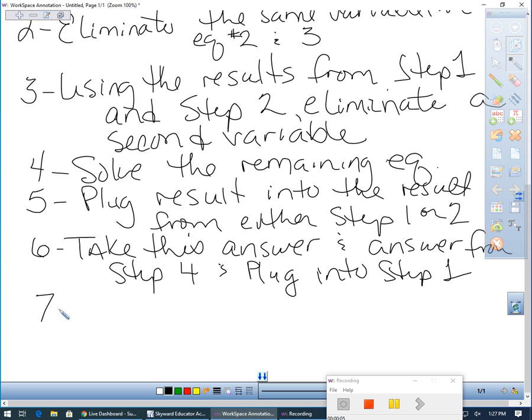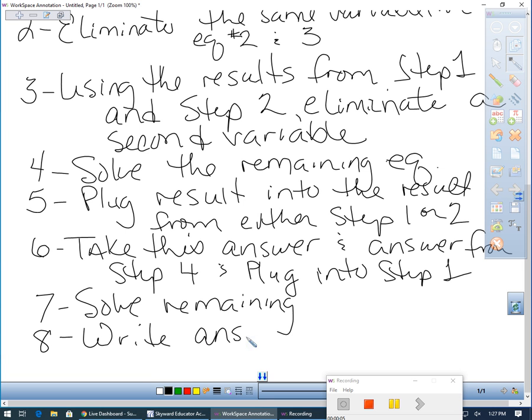Step 7, solve remaining. I know it sounds crazy, but once we do it, you'll be like, oh yeah, those steps make sense. Okay? So solve the remaining. Step 8, write answer as a point. Example, it could be X, Y, Z. Okay? You're going to write your answer as a point in alphabetical order. So A, B, C, X, Y, Z. All right? So let's put these steps, once you guys get them all down, let's put these steps into practice and you'll see how it goes.